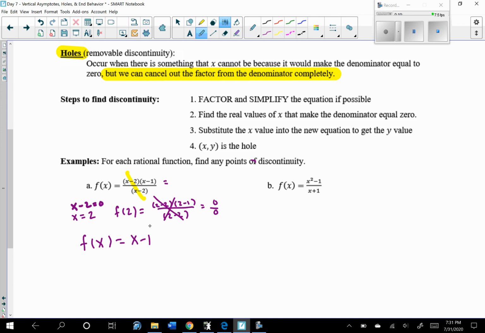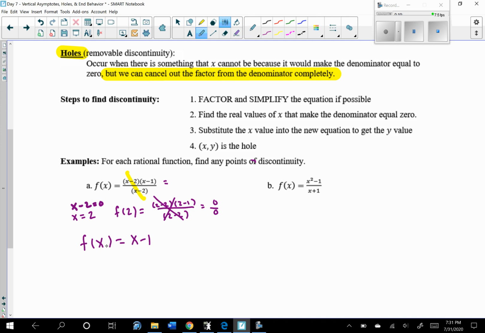Remember, when you simplify something, that means that it is the same thing. You're just setting equal to what it is originally equal to. It's just changing what the equation looks like. So we're just getting rid of that x minus 2. When I simplify it, notice that there's nothing in the denominator anymore.